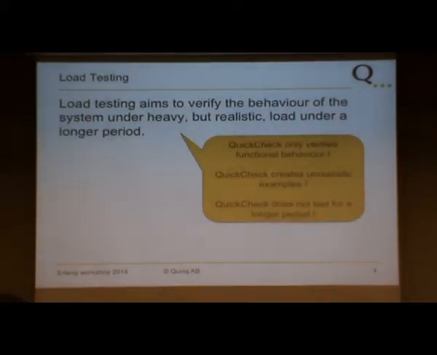Now, QuickCheck only verifies functional behavior. It has nothing to do with load testing. QuickCheck creates unrealistic examples and not realistic examples. That's exactly what QuickCheck is very good at. And QuickCheck does not test for a longer period. The shorter the better. That's what the quick is in QuickCheck. Right? So, why would you use QuickCheck for load testing? You could wonder.